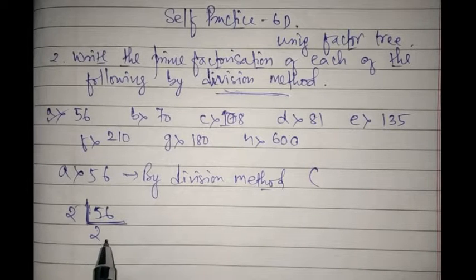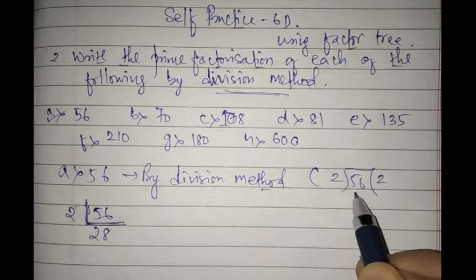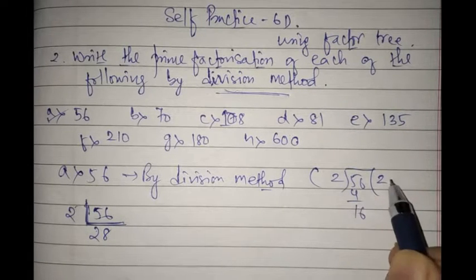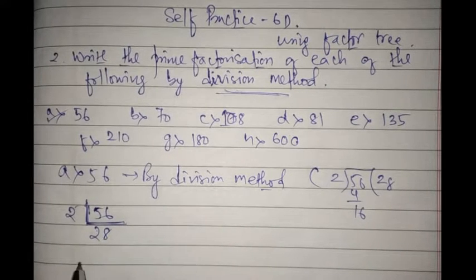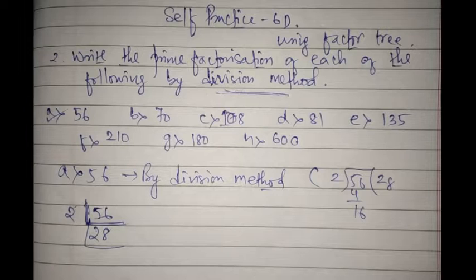2 to the 4, 1 left, 2 8. Or you can divide like this also, 256, 2 to the 4, 1 and 2 8. So 2 into 28 is 56. Using the same prime number, that is the smallest prime number, what we did in our previous sum in question number 1, using 2 only we did. That's why it is a prime factorization, right?